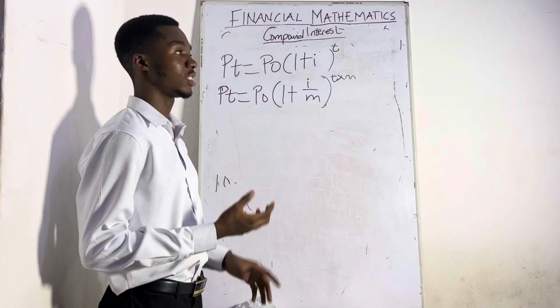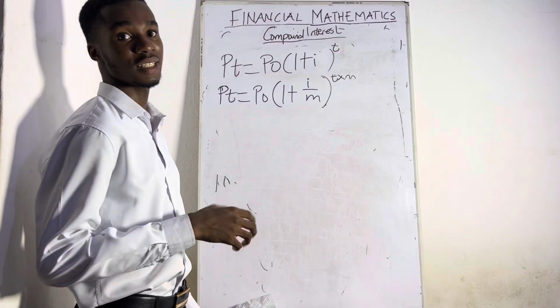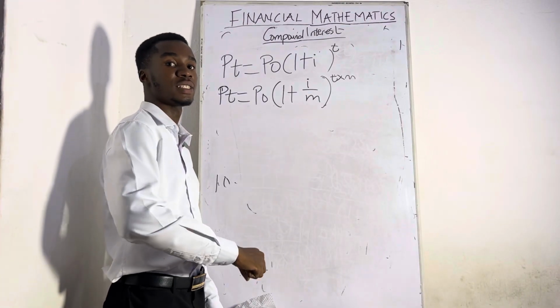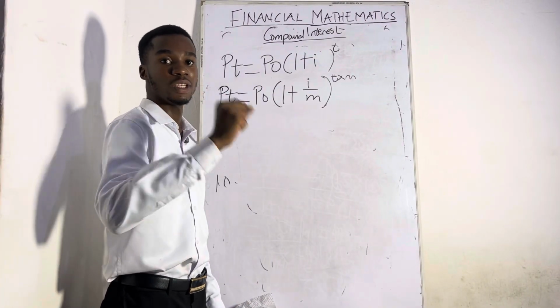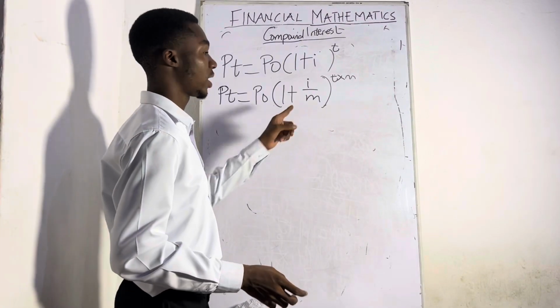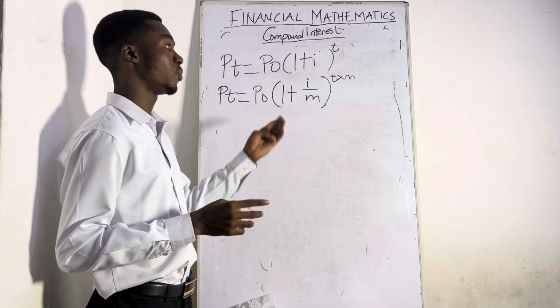You get it? So if, let's say, you take 10,000 cedis in a bank, instead of taking it the first 6 months, you can decide to let it be there. Then that first 6 months, they're going to give you interest on it. Then the second 6 months again, they'll give you interest on it. You get it? So that way, you're compounding twice a year. So our M will become 2. If you're compounding 4 times in a year, our M will become 4.